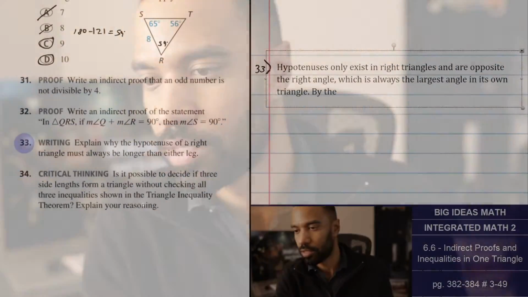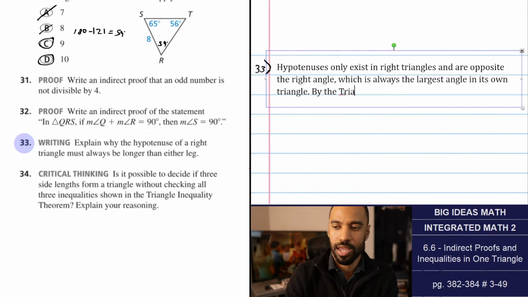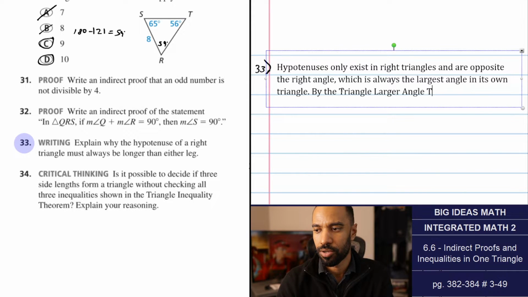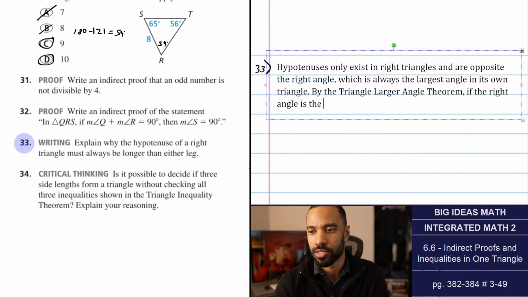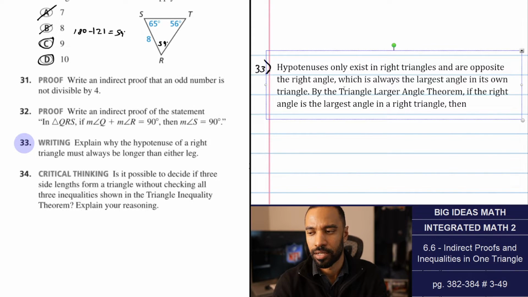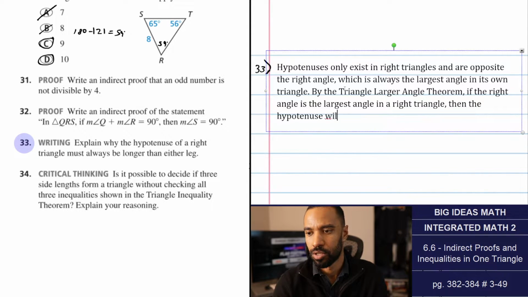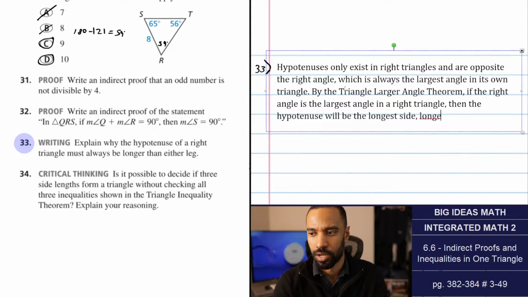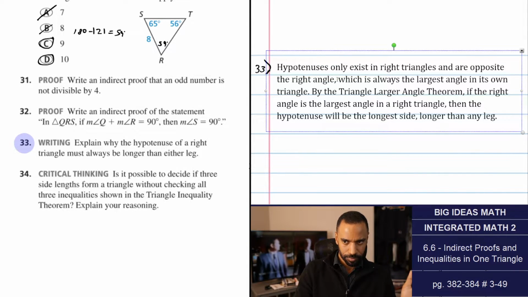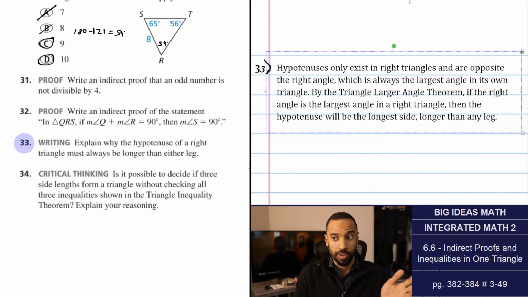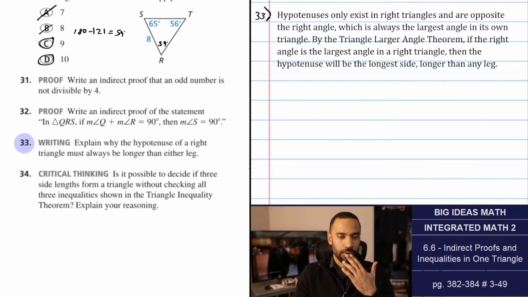Now I'm back. So by the triangle larger angle theorem, if the right angle is the largest angle in a right triangle, then the hypotenuse will be the longest side, longer than any leg. I don't really know if I need the first part here specifically, but the right angle, there's only one of them, and it's going to be the largest one. So I think that's going to work it out.